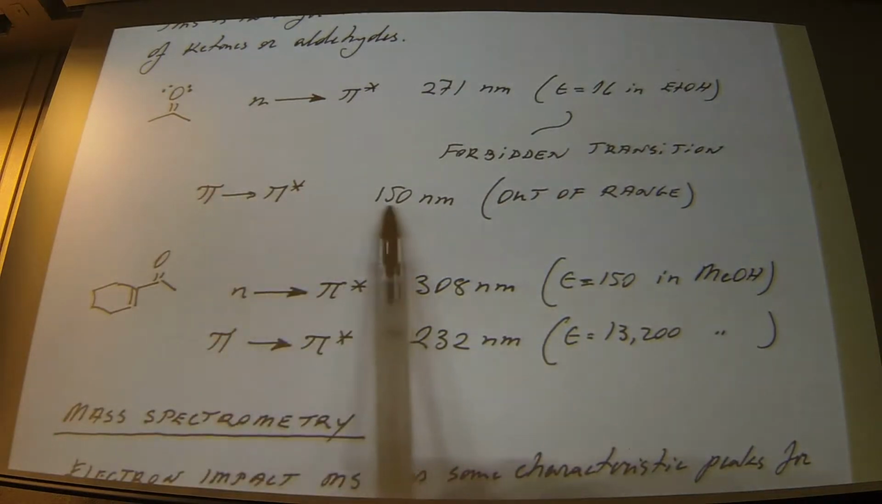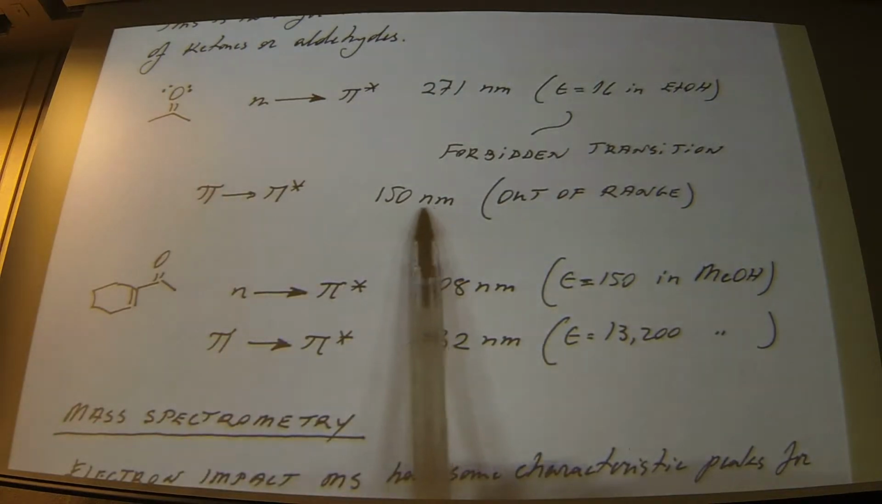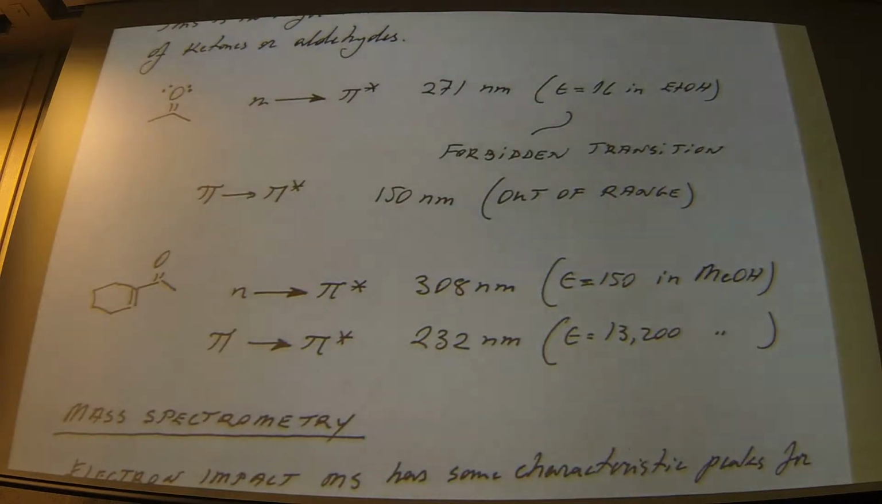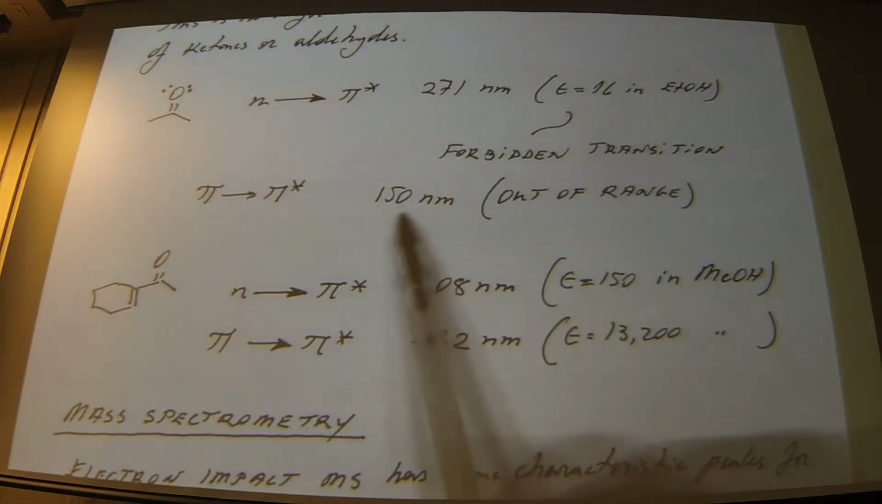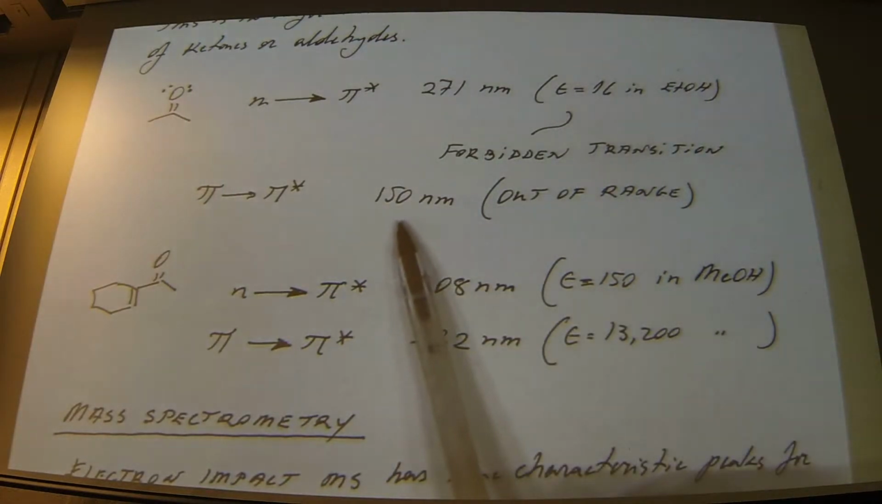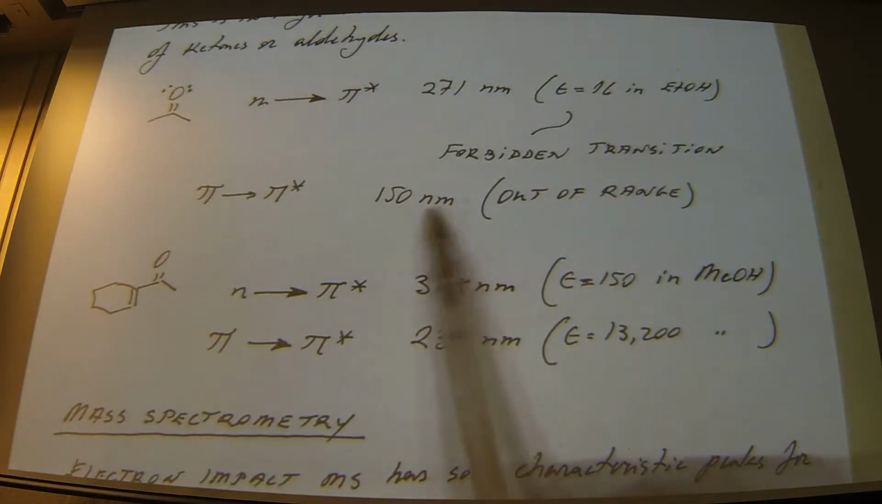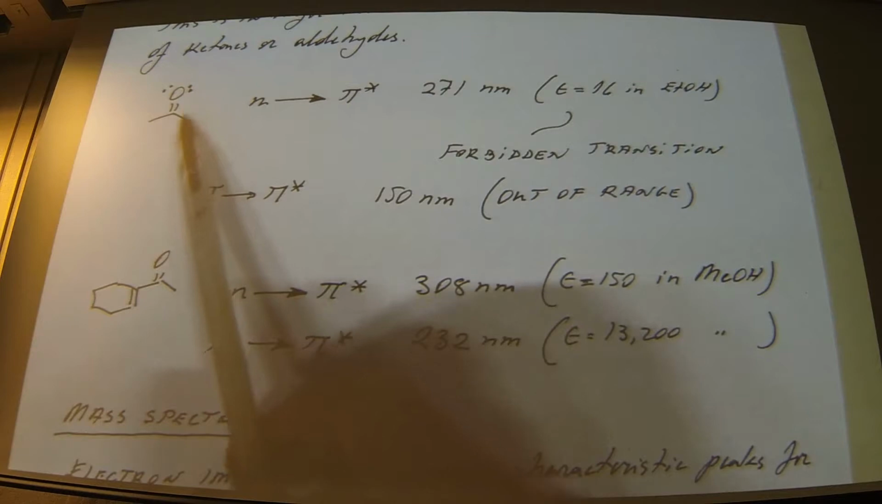The pi to pi star is around 150 nanometers. Remember that we look from 200 to 400. So anything that's lower than 200 is too energetic. So we don't see these pi to pi stars for acetone.